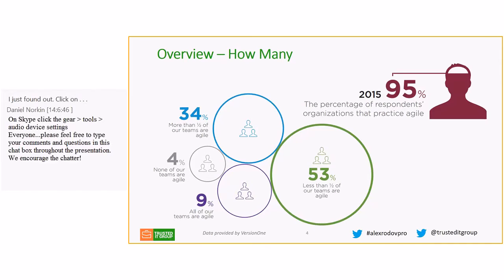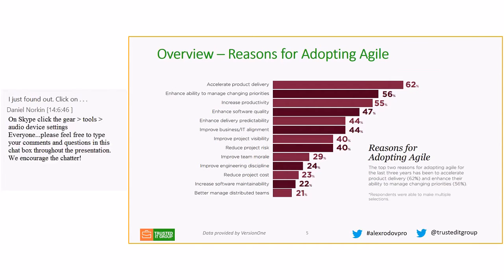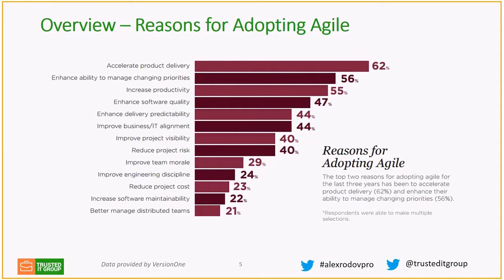Some of the reasons for adopting Agile. I guess the crowd on this call today does not need to be convinced of the value of practicing Agile, but here are some top reasons why you should: accelerate product delivery, enhance ability to manage changing priorities, increase productivity, increase quality, etc. The top reason for adopting Agile has been to accelerate product delivery, at 62%.